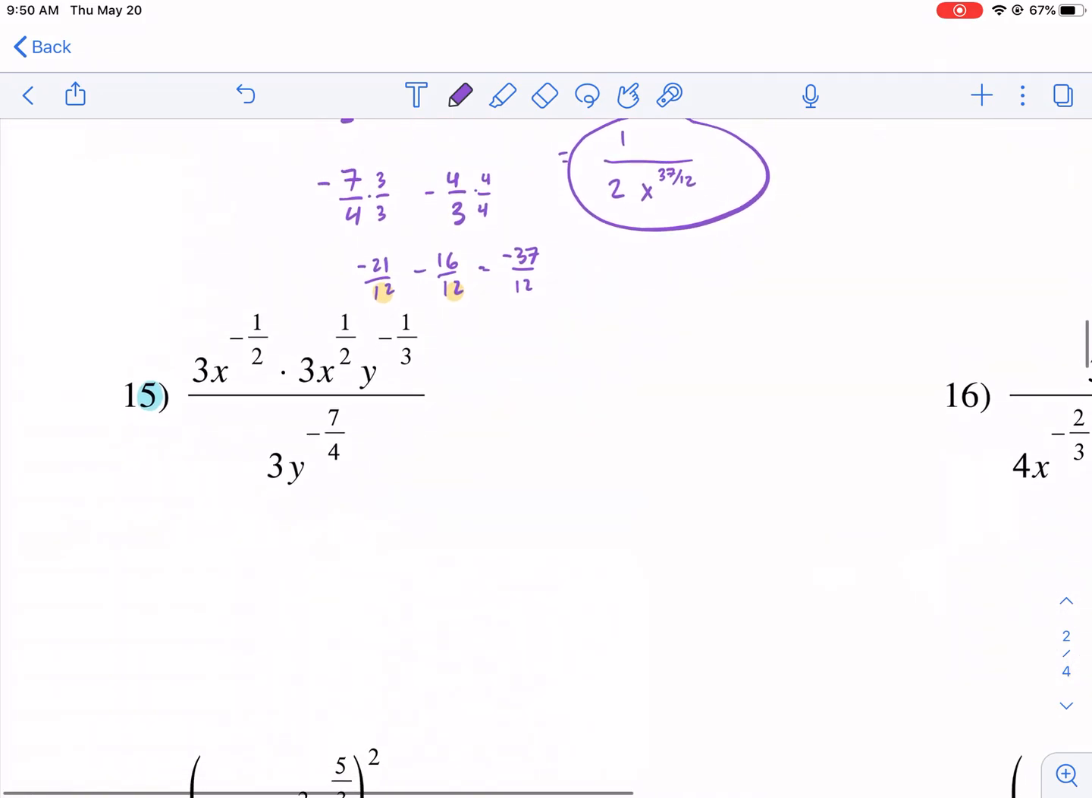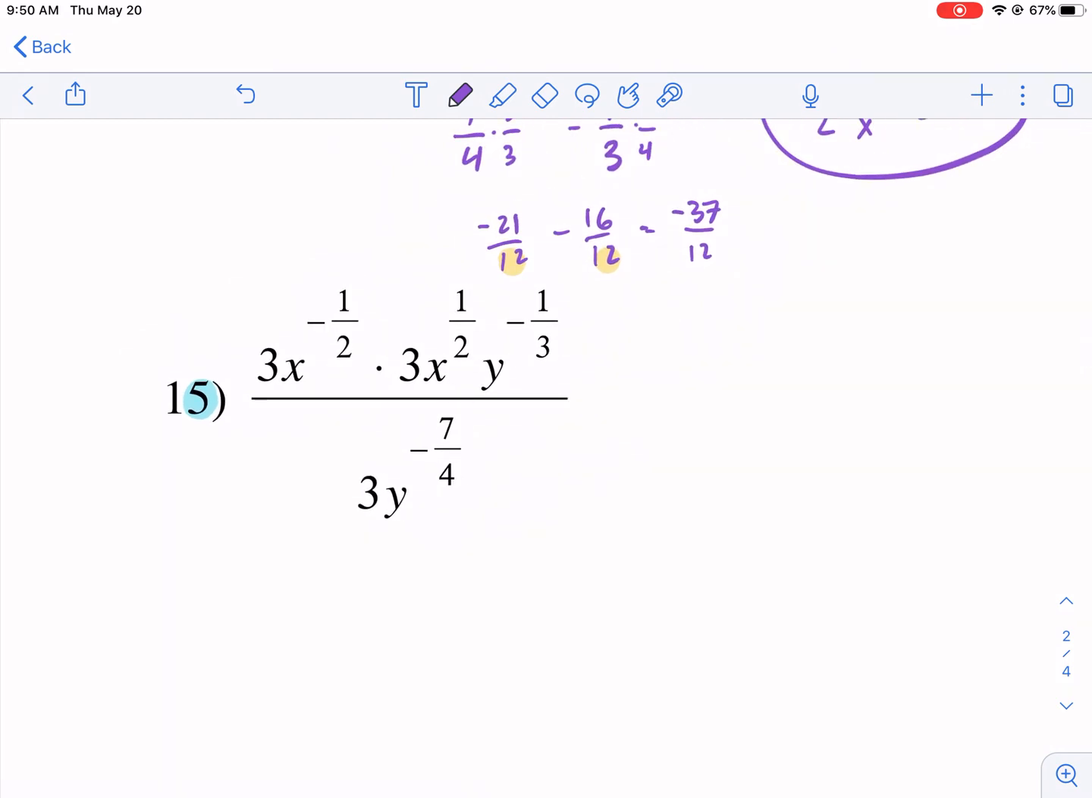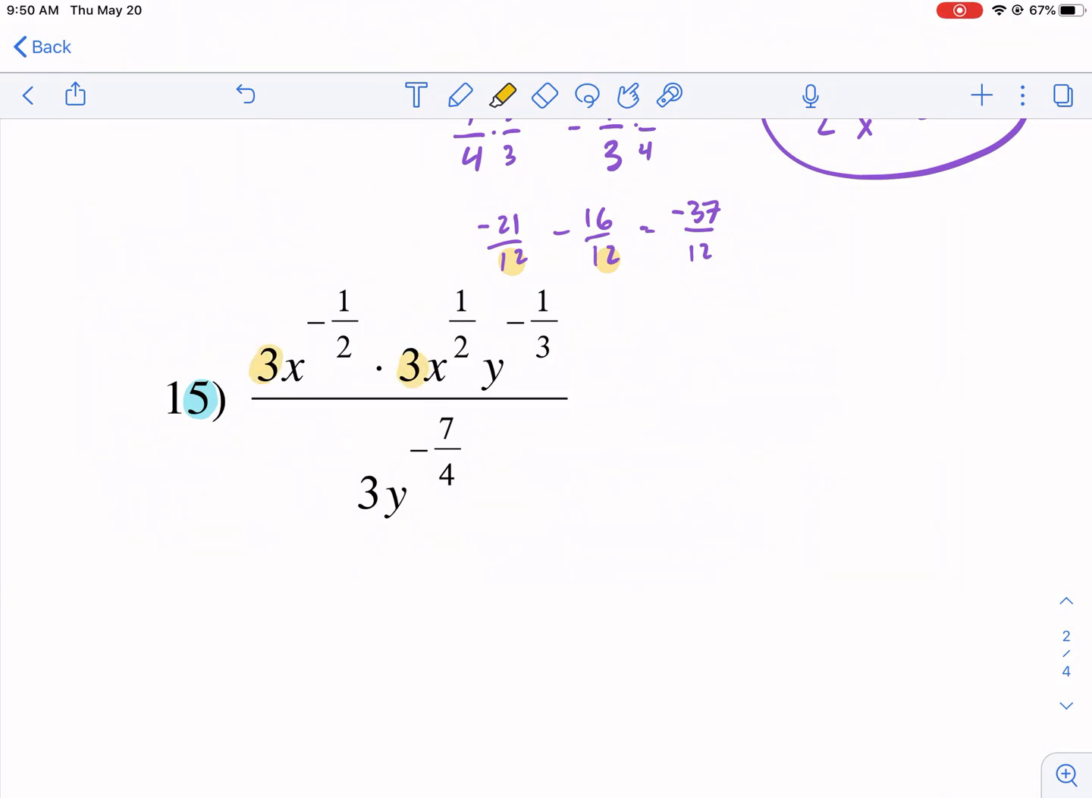Right, so let's move on to number 15. 15 looks like it's super complicated. It's really not that bad. Always start, in my opinion, I think this is the best way to go, with the coefficients. Try to reduce some of the clutter. First, are there any coefficients that have an exponent applied to them? And the case is no. There's no parentheses here. There's no exponent right next to it. So the coefficients are pretty much set.